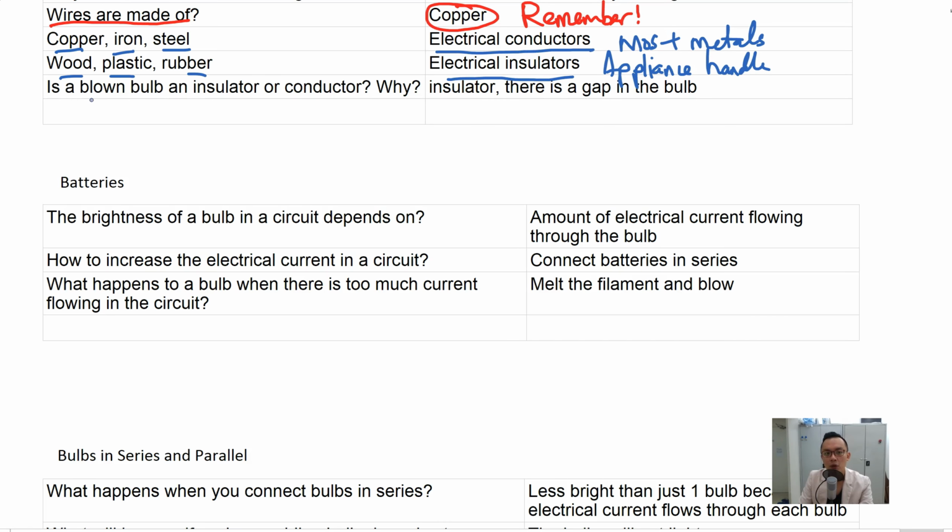Okay, so is a blown bulb an insulator or conductor? It's an insulator because there's a gap in the bulb. I know I haven't taught you the concept of a blown bulb yet. Let's come back to this later.